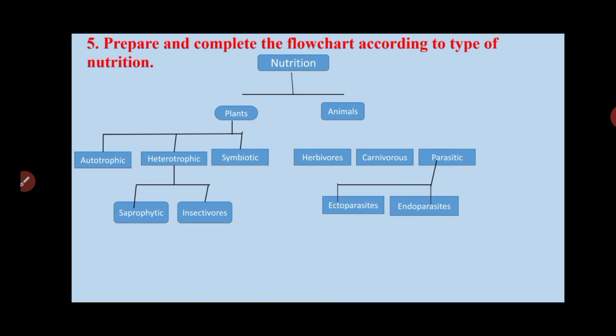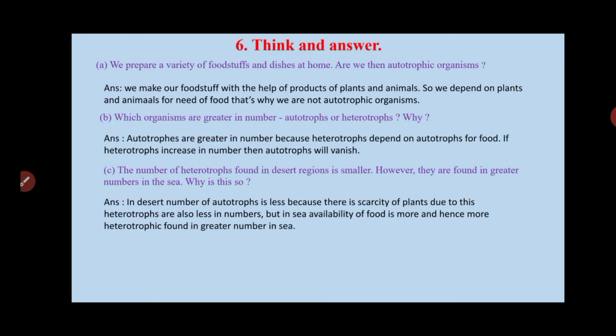Next question is think and answer. First, we prepare a variety of foodstuff and dishes at home. Are we then autotrophic organisms? We know that autotrophic means the organisms which make their own food. So we make different types of food at home.